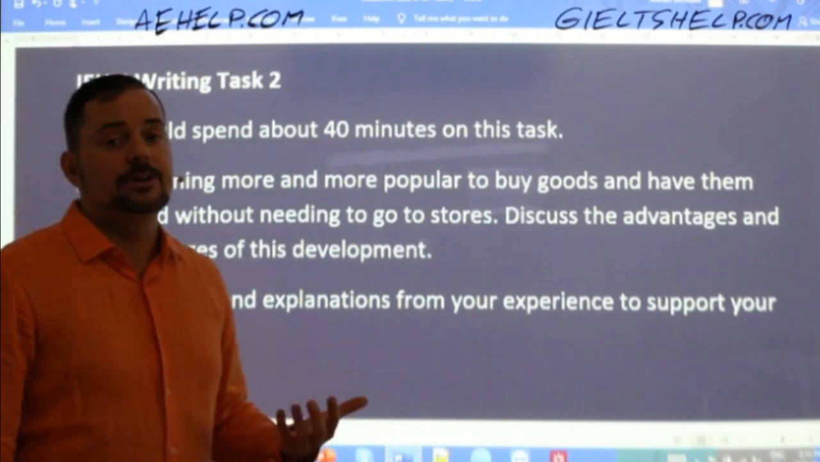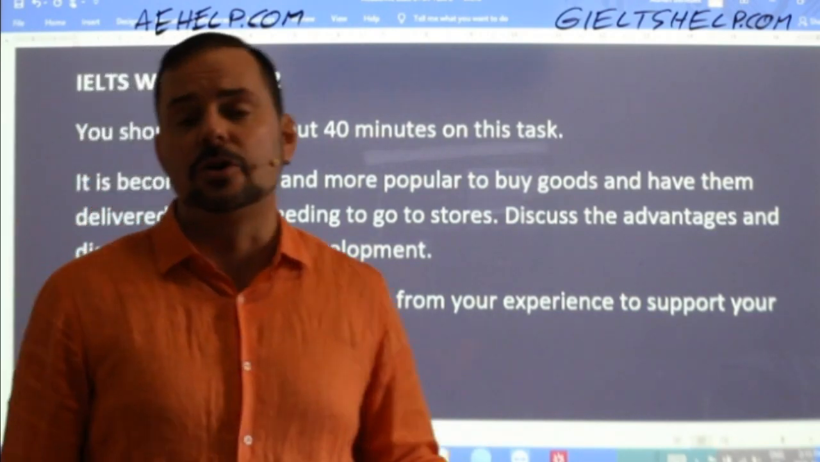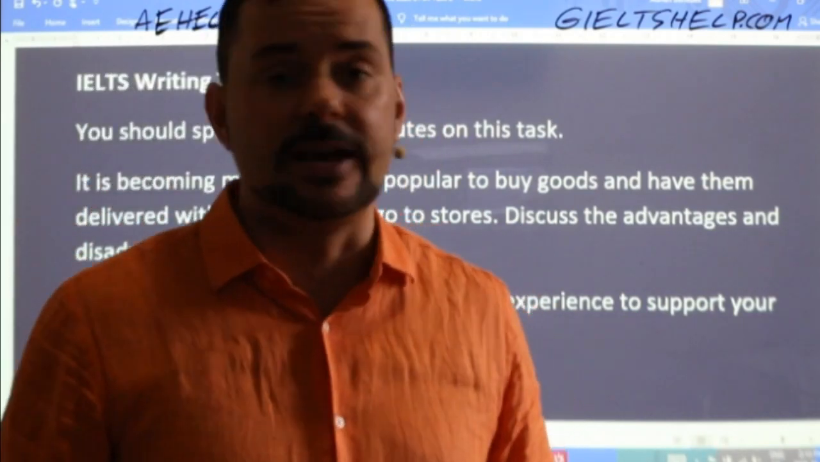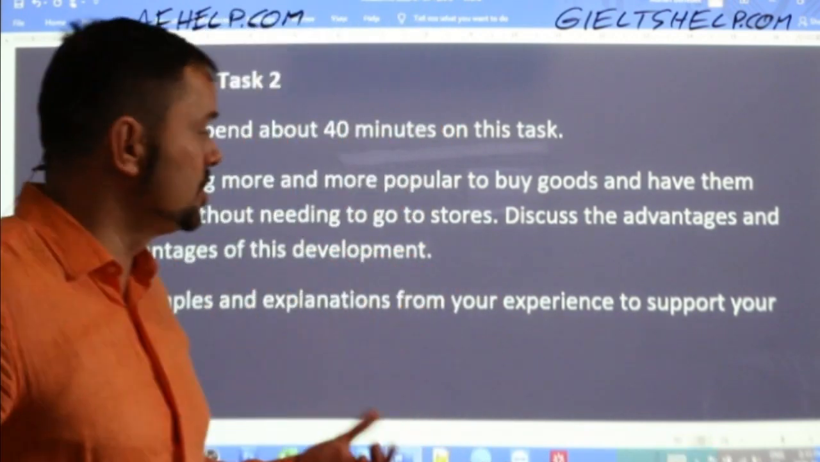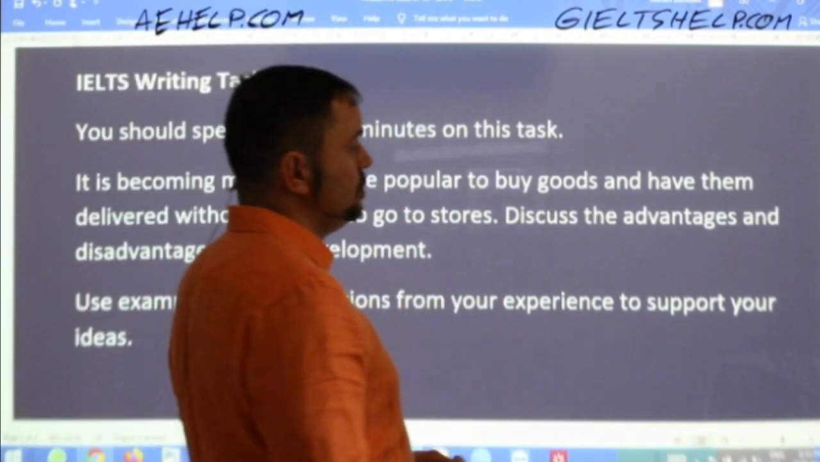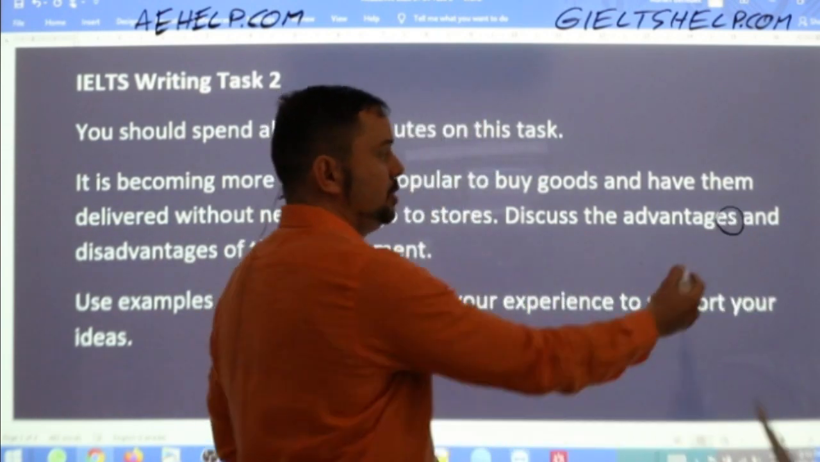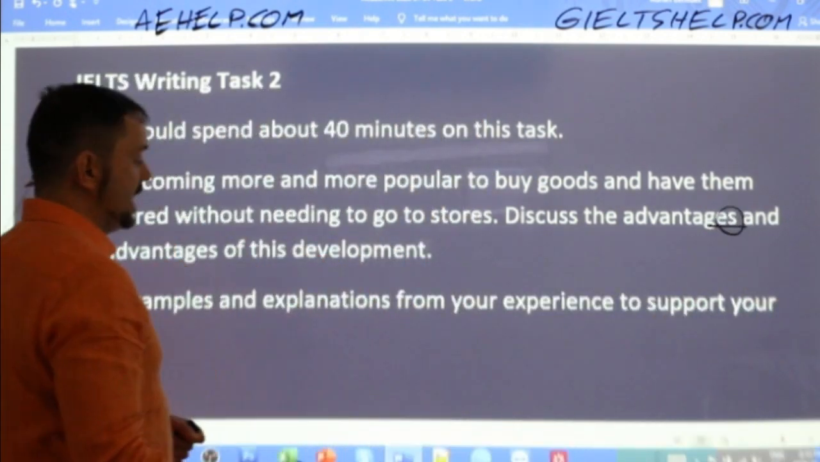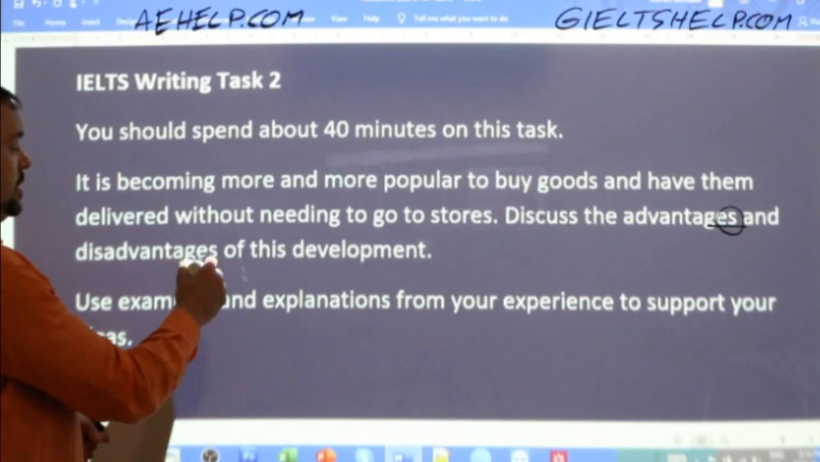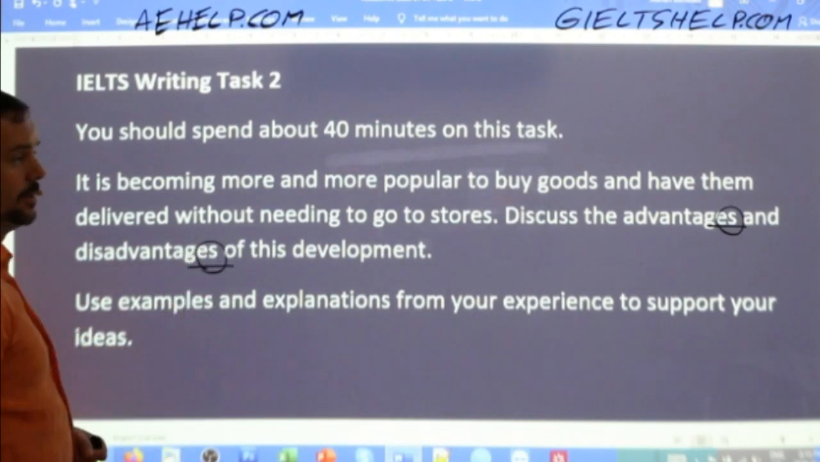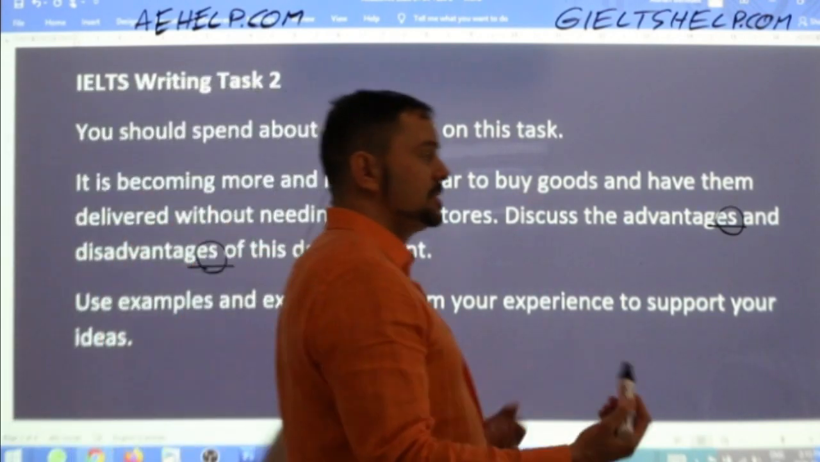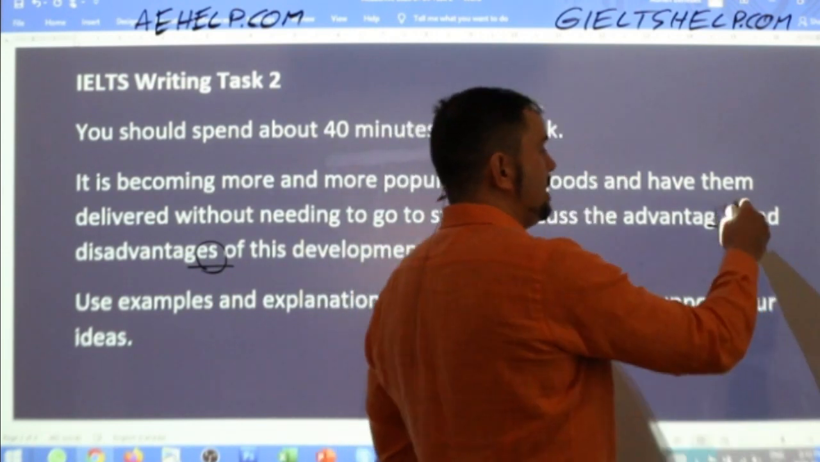It doesn't matter here because it's not asking for your opinion. It's just saying discuss advantages, disadvantages. What that means is that you need 2 for both, right? So advantages, plural, not advantage and disadvantage. Again, plural here. So my recommendation is to stay on course for your band 9.